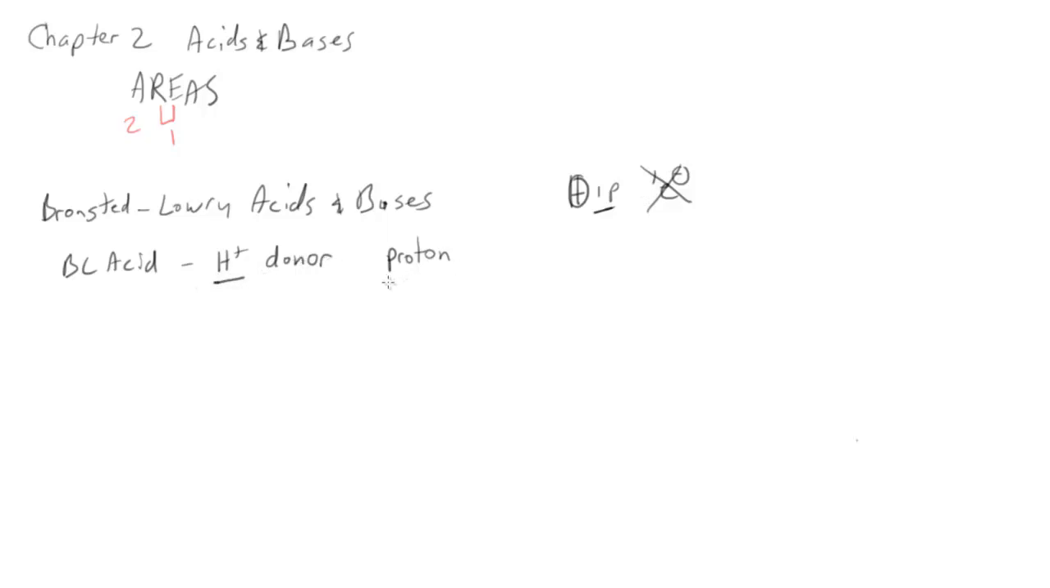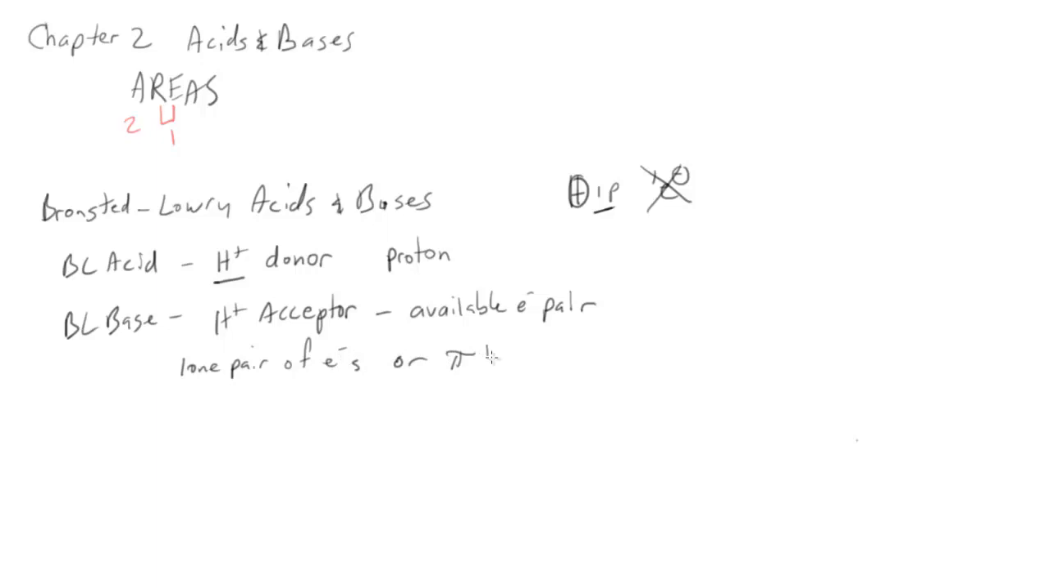So we'll write H plus, but as I'm reading that, I would say that an H plus donor is a proton donor. And then a Bronsted-Lowry base is a proton acceptor. So to be able to form a new bond to a proton, or to accept a proton from somewhere, it must have an available electron pair somehow. There are 2 ways that you can get an available electron pair. One is a lone pair of electrons, and the other is to be from a pi bond.